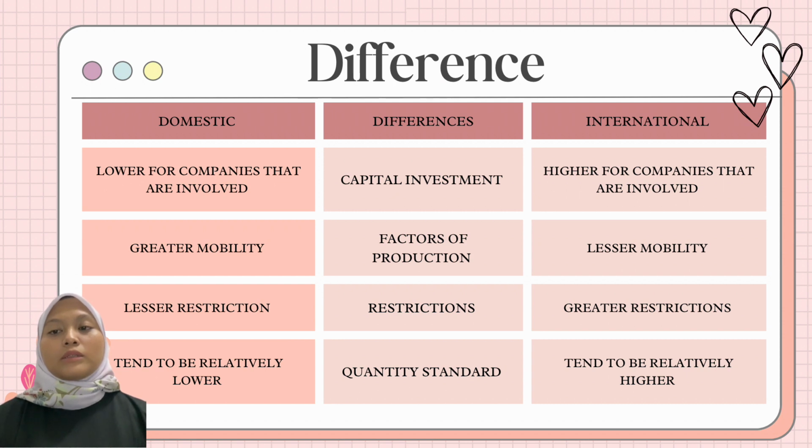Next is restrictions. For domestic, there are lesser restrictions than international business, and for international business, there are greater restrictions than domestic business. Lastly is quality standard. For domestic, it tends to be relatively lower than international business, and for international, it tends to be relatively higher than domestic business.